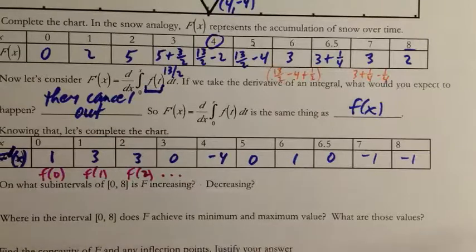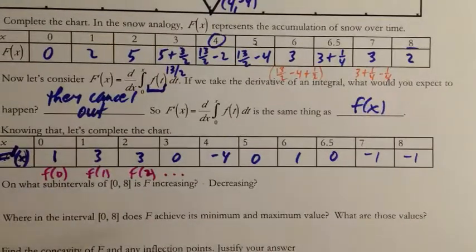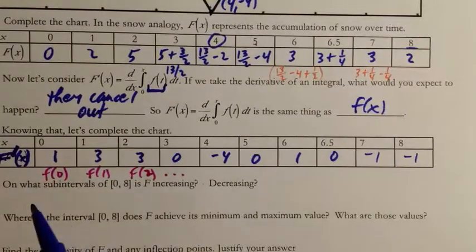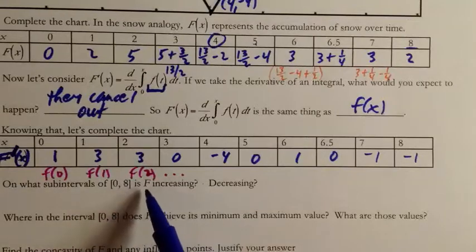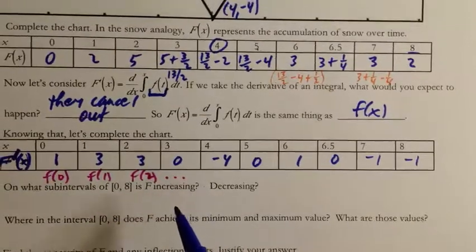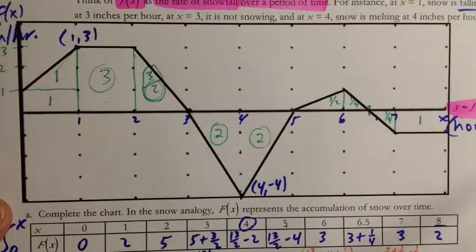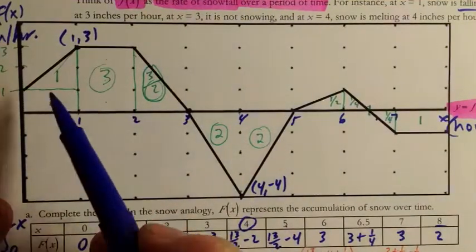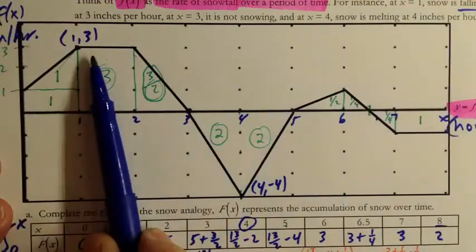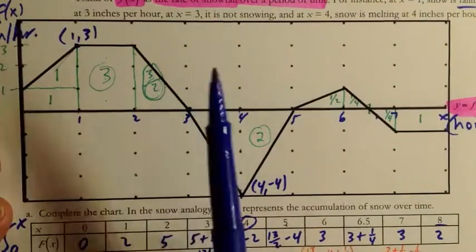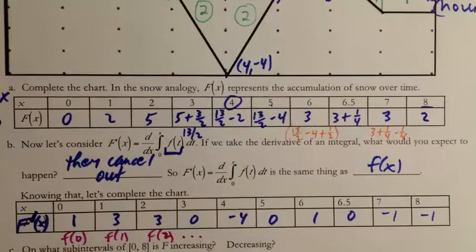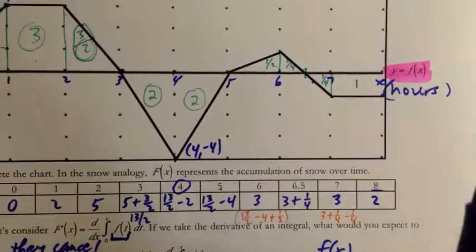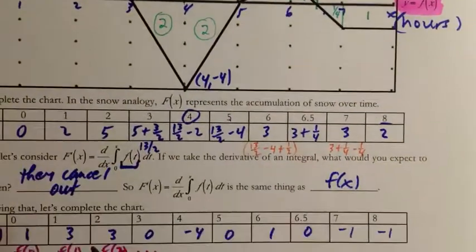Okay, you're going to be asked these kinds of questions a ton, so if what we just did didn't make a lot of sense, then rewind the video and play it again. Okay? Now, let's go ahead and finish this up. On what subintervals of 0, 8 is capital F increasing? So in other words, when you look at the graph, when are we accumulating snow? Well, we're accumulating snow whenever the graph of lowercase f is above the x-axis. Okay? So on the interval from 0 to 3, and also we accumulate snow from 5 to 6.5.